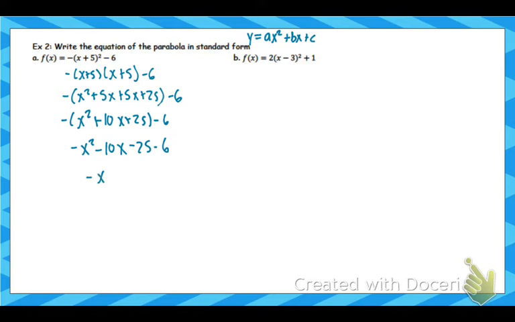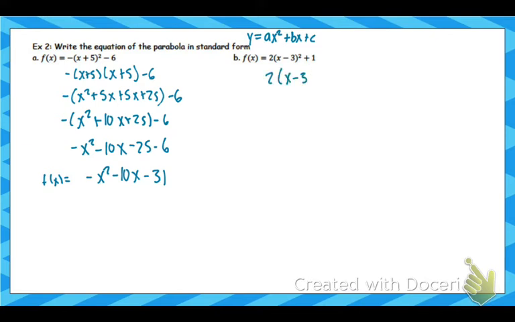And I end up with -x squared minus 10x minus 31. And that's standard form. All right, if you feel comfortable, pause the video, try this next one on your own.